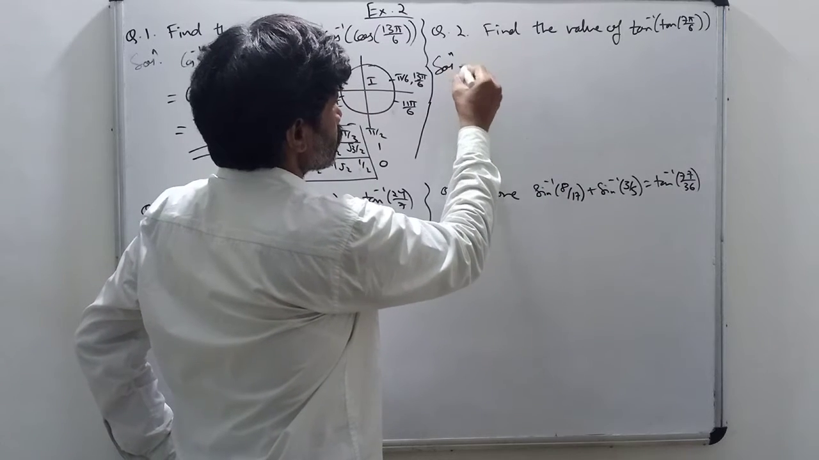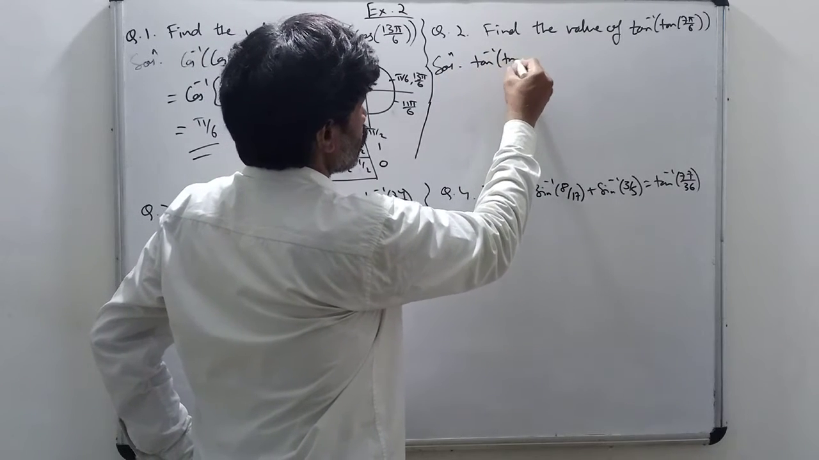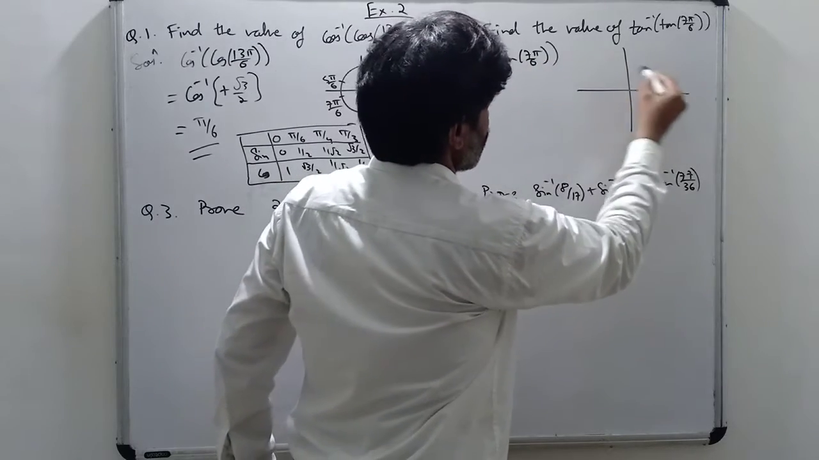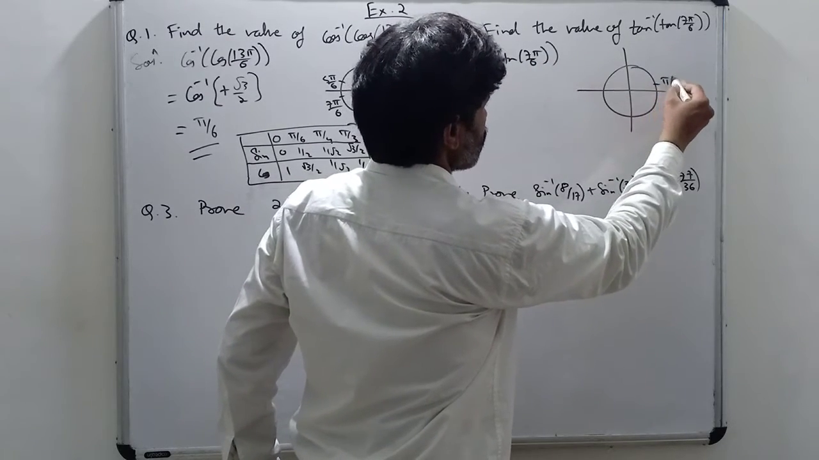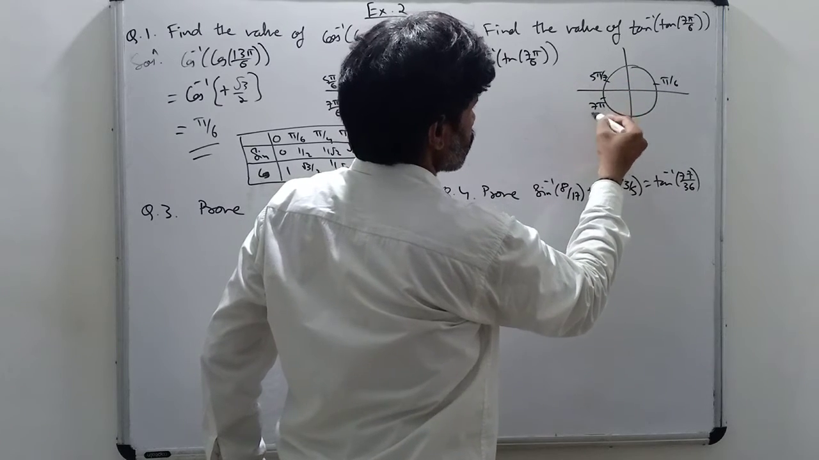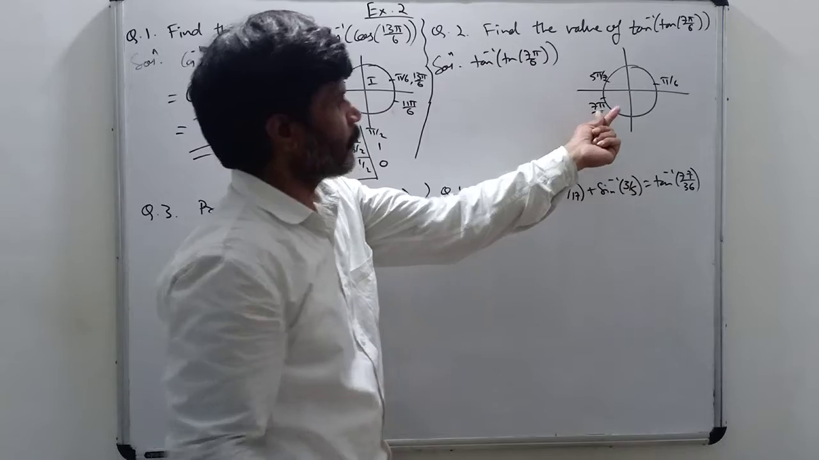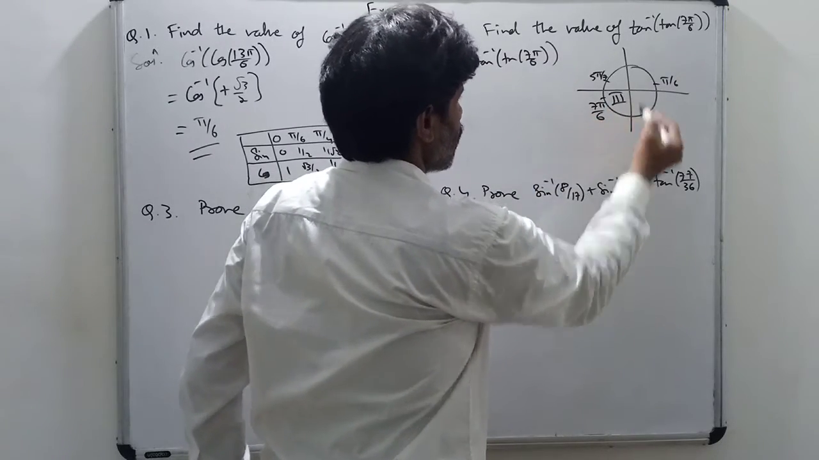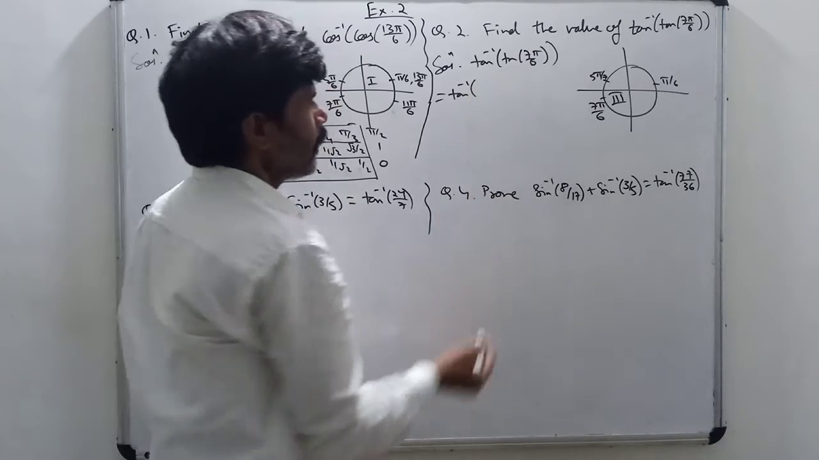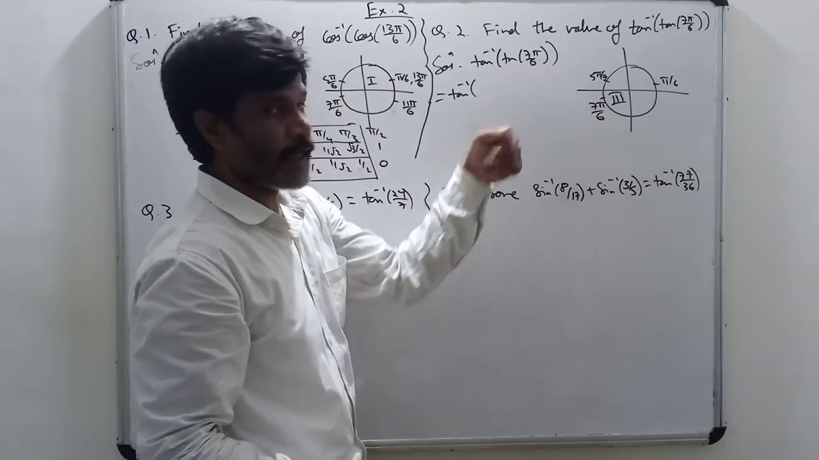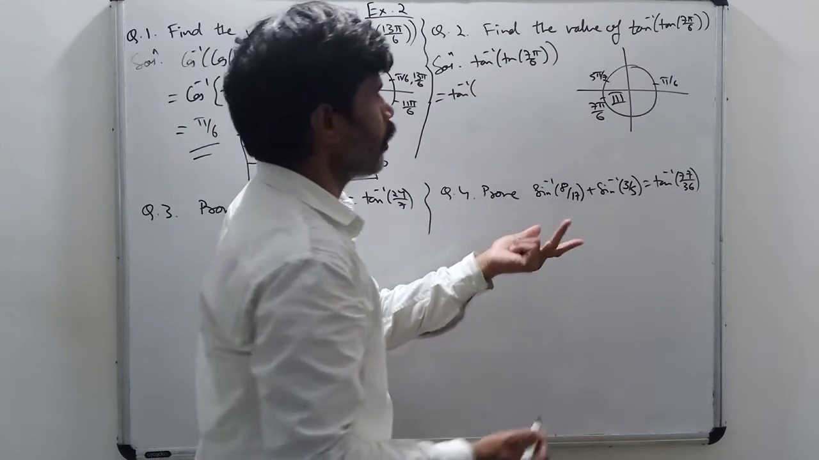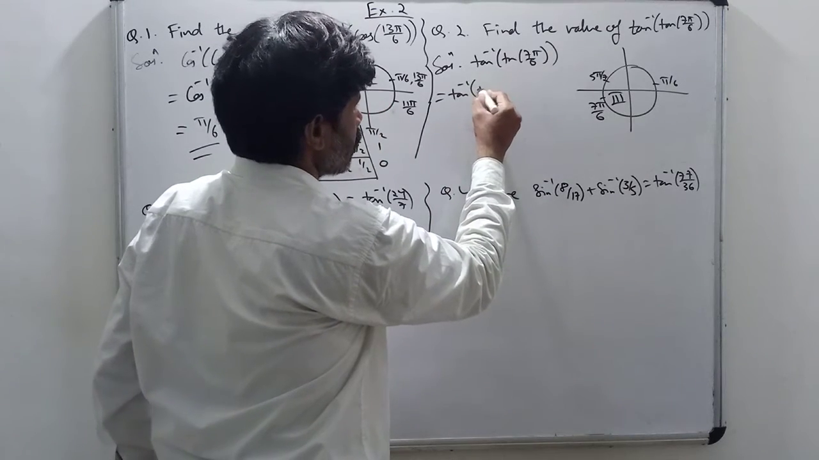Tan inverse of tan of 7 pi by 6. Again the same: here pi by 6, 5 pi by 6 and here it will be 7 pi by 6. So 7 pi by 6 means you are in the third quadrant, and in the third quadrant the tan function is positive. So you will get the answer positive, and the value of tan 7 pi by 6 will be the same as the value of tan pi by 6.